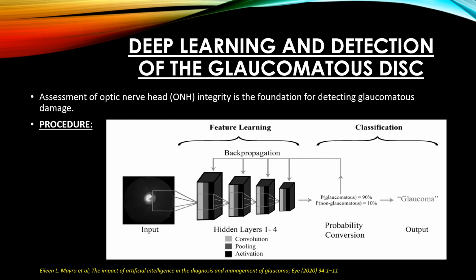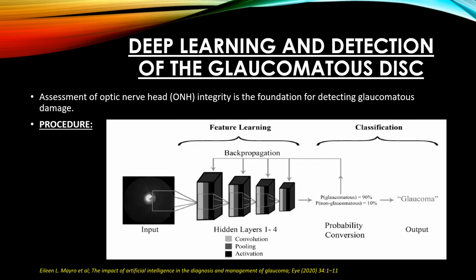The deep learning and the detection of the glaucomatous disc. So this is very important. The first thing that we always see clinically is cupping, loss of the neuroretinal rim, the RNFL defects. So assessment of the optic nerve head integrity is the foundation for detecting any glaucomatous damage. So for that matter, we take the clinical photographs as input.